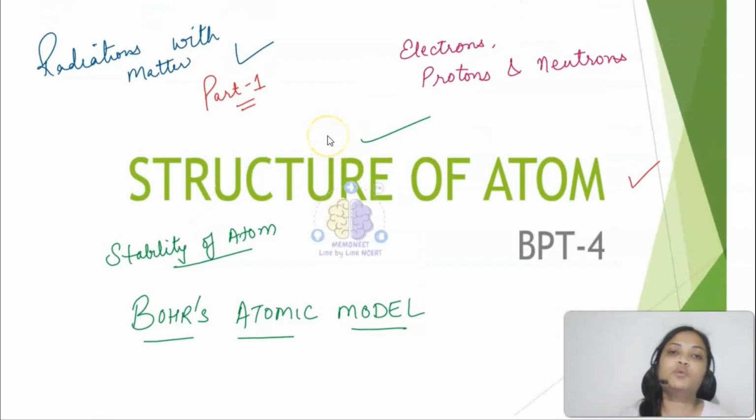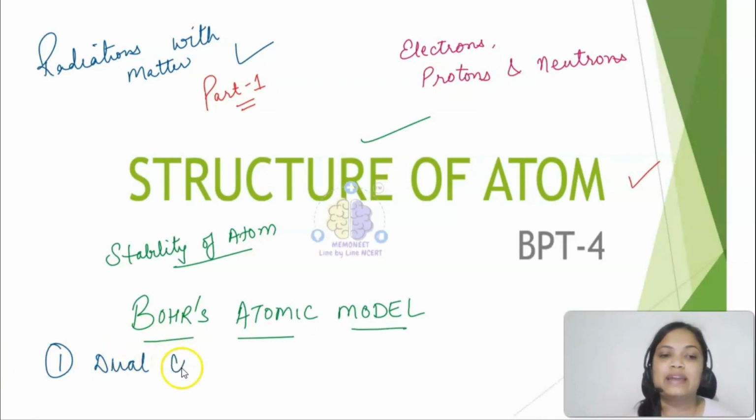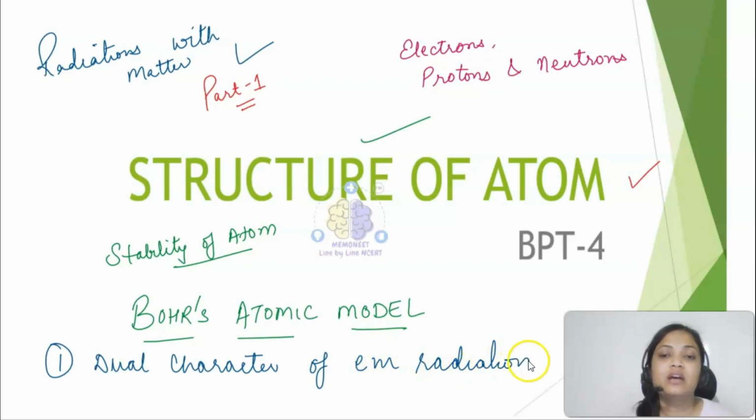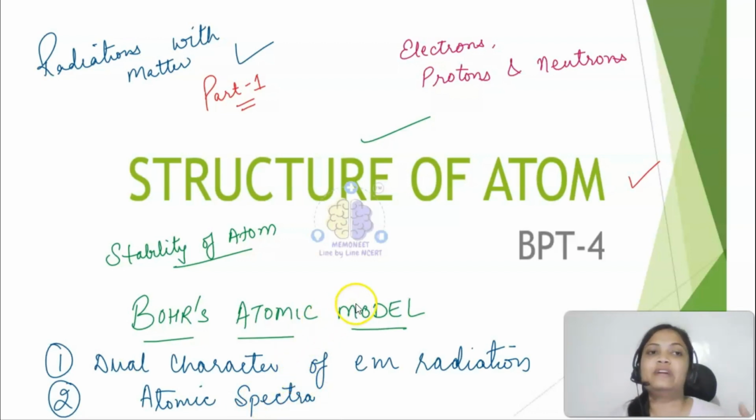There were two main things that he kept in mind. The first is the dual character of electromagnetic radiation. EM radiation means electromagnetic radiation, and dual character means the particle-like nature as well as the wave-like nature. The second is the experimental results obtained from the atomic spectra. We are going to discuss both of these today, the dual character of electromagnetic radiation and the atomic spectra, which led to the discovery of Bohr's atomic model.